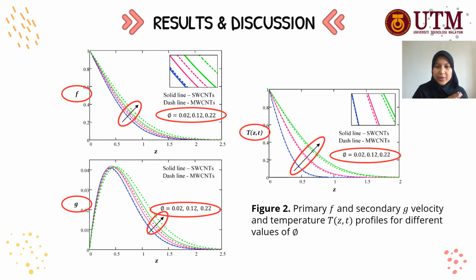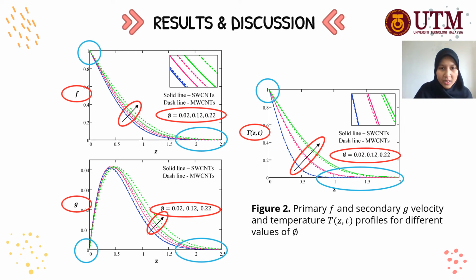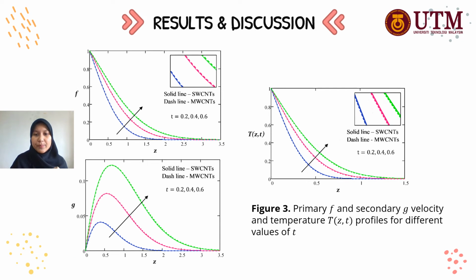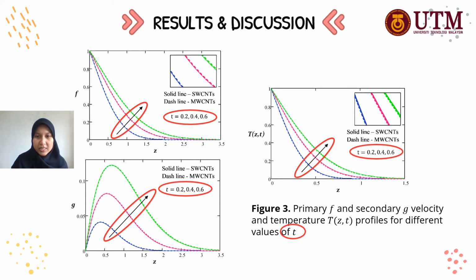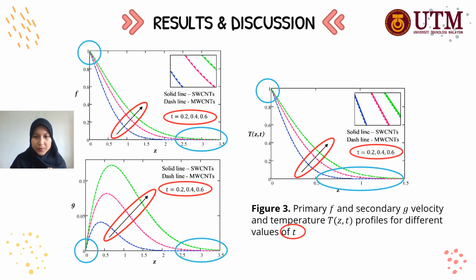Why does temperature increase? Because when P is increased, this means that the thermal conductivity also increases. So the nanofluid with the higher thermal conductivity can conduct more heat. That's why the temperature will also increase. And here we can see that this graph satisfies the boundary conditions that have been proposed before. Then for the impact of t on the temperature profile, an increase of t shows an increase of velocity. The same goes for temperature, which increases with the increase of t, and it also satisfies the boundary conditions.